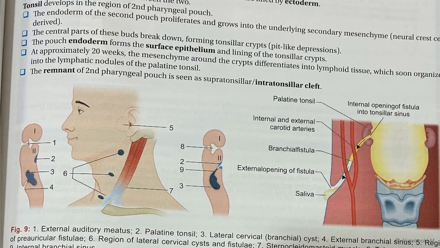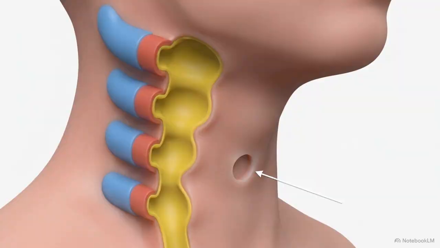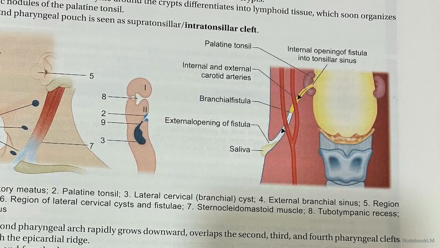This illustration demonstrates exactly where a branchial cyst will present based on its embryonic origin. It appears at the anterior border of the sternocleidomastoid muscle, at the junction of its upper 1/3 and lower 2/3, positioned just below and behind the angle of the mandible. In some cases, this cyst maintains an opening to the surface of the neck, known as an external branchial sinus. Rarely, it may communicate internally directly with the tonsillar fossa, forming an internal branchial sinus.